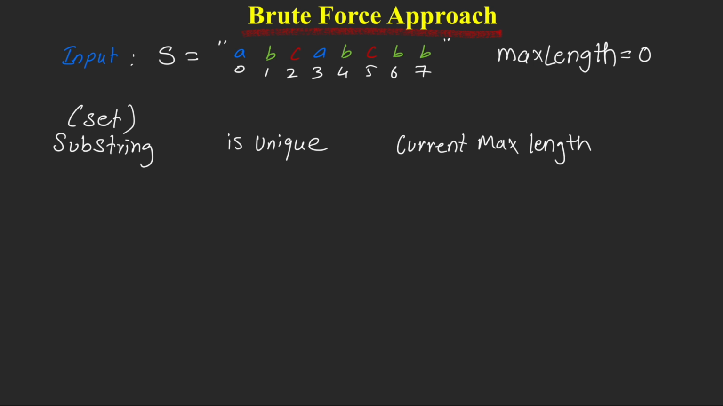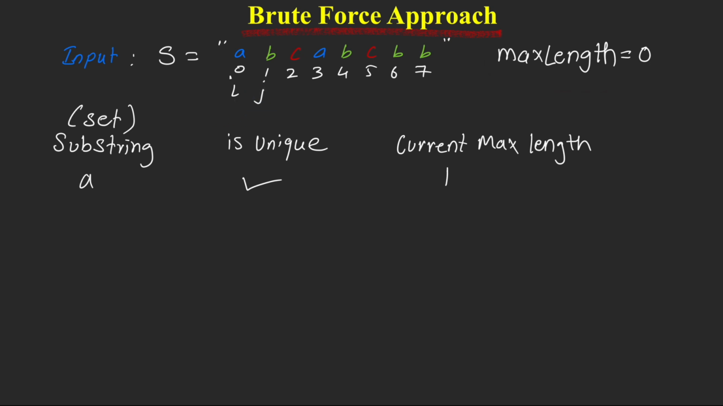Max length is initialized to 0. The outer loop starts with I set to 0. Think of this as setting the starting point of our substring. And inner loop starts with J set to I. This is our ending point, expanding the substring character by character. So the first substring is A. Is A unique? Yes. If the current substring's length is greater than the max length, update the max length. Is 1 greater than 0? Yes. So update max length to 1. Increment J and check next substring.